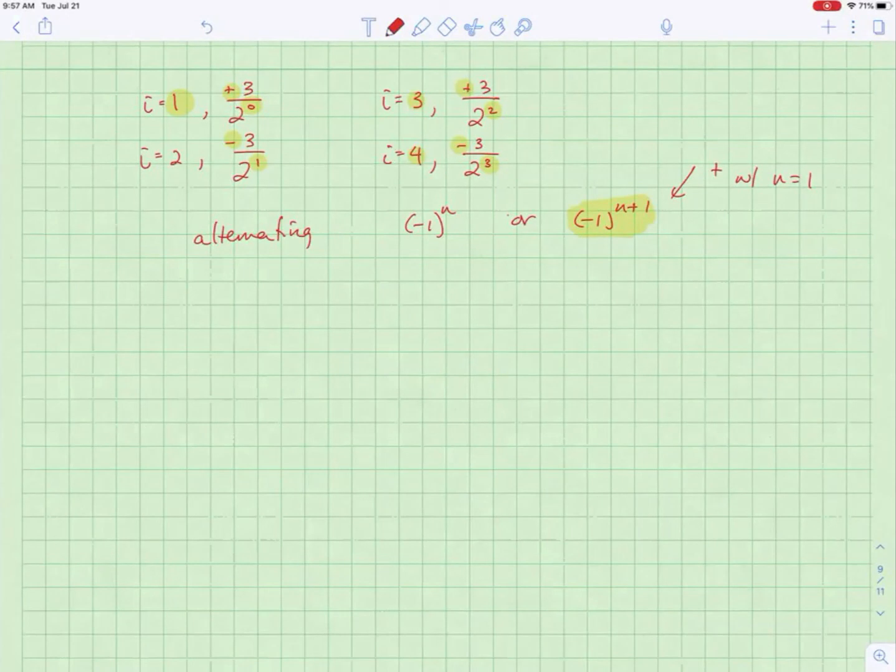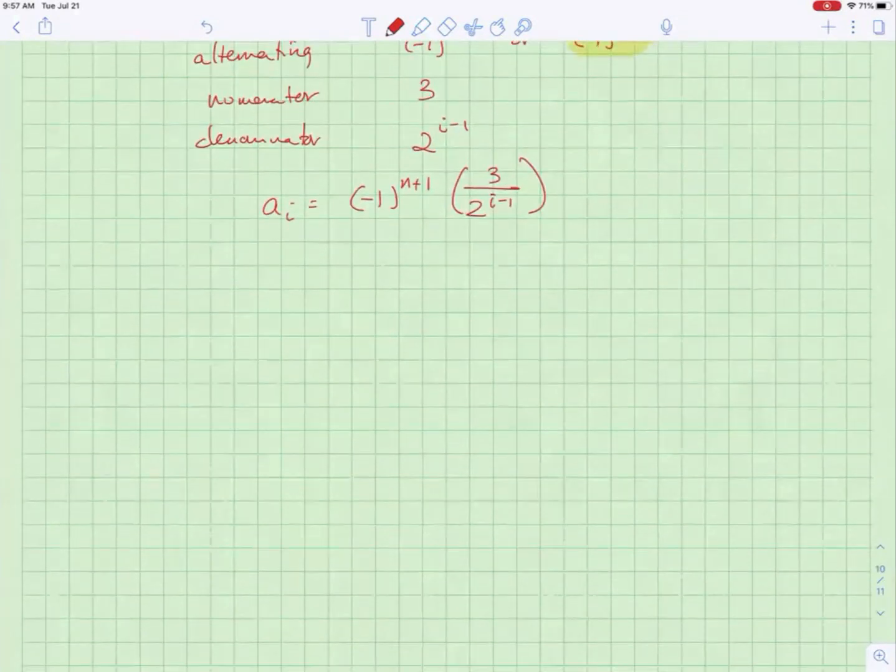Secondly, the numerator is always going to be 3. And the denominator is a power of 2, but when the index is 1, the power is 0. When the index is 2, the power is 1. And so whatever the index is, the power is going to be 1 less. And so the ith term here is negative 1 to the n plus 1 times 3 over 2 to the I minus 1 power. That is our formula for this.